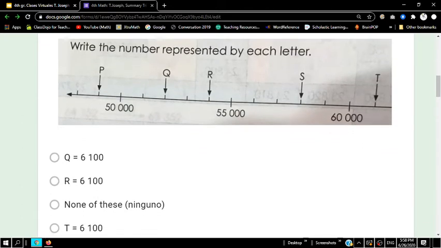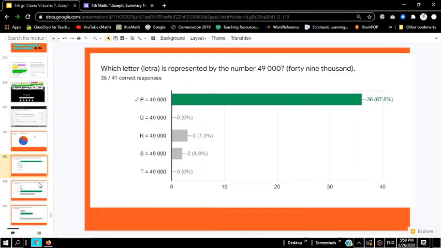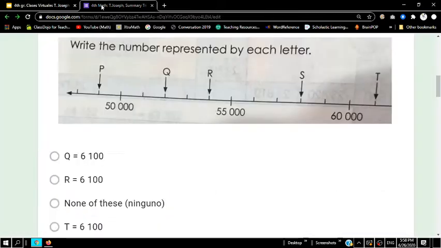Well, if we look at the numbers on the number line, 6,100 is actually not on the number line. None of these letters represent 6,100. So the answer is ninguno, none of them. Most students got that correct. Nice job. 56% of them got that correct.